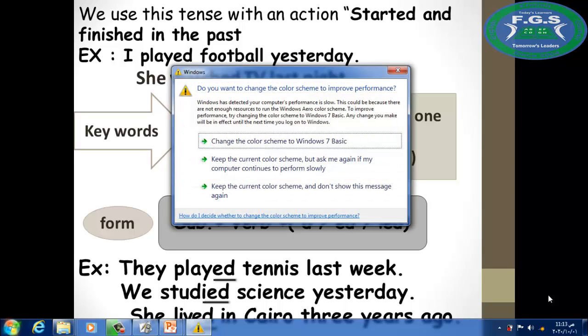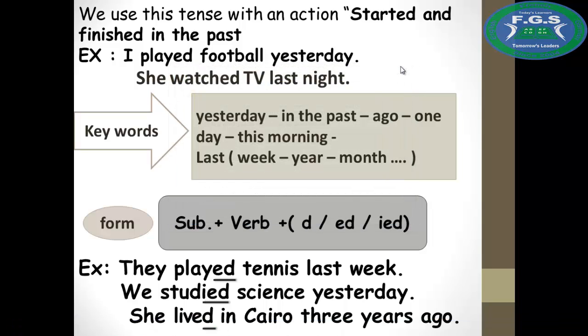The keywords of the past simple are yesterday, in the past, ago, one day, this morning, last plus a period of time. For example, last week, last year, or last month. As we said in these sentences, I played football yesterday, or I played football 2 days ago.